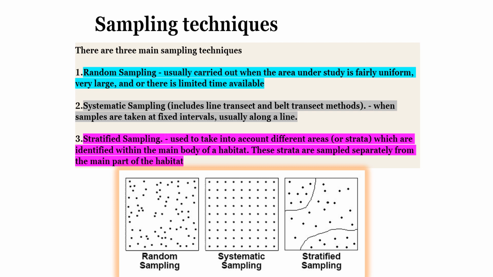Now, systematic sampling includes a line transect or belt transect method, and here the samples are taken at a fixed interval, usually along a line. Stratified sampling: what do we mean by that? Strata means like a group or area. It is used to take into account different areas or strata which are identified within the main body of a habitat. These strata are sampled separately from the main part of the habitat.